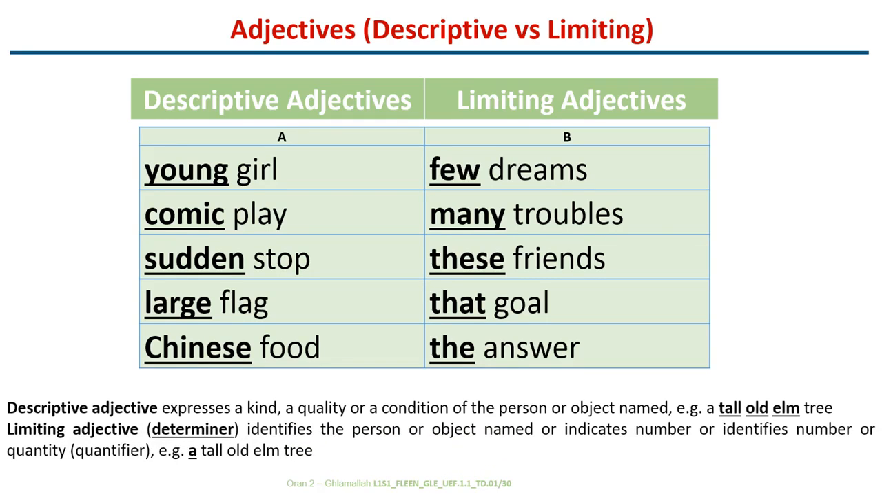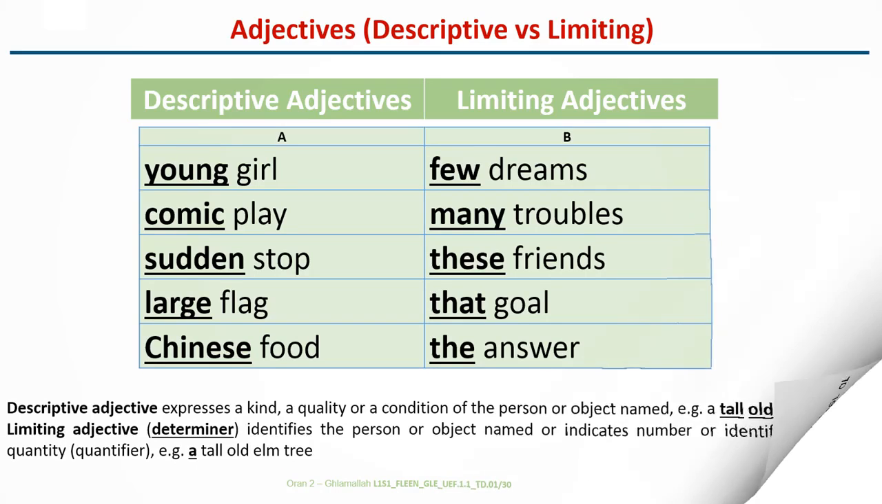A limiting adjective or a determiner identifies the person or object named or indicates number or quantity. For example, a tall old elm tree. Here we have the indefinite article a as a limiting adjective or a determiner. Now, in the tall old elm tree, we have four adjectives, one limiting or determiner, the article a, and three descriptive adjectives. In today's lesson, we shall deal first with limiting adjectives or determiners. We shall see descriptive adjectives in the next video.